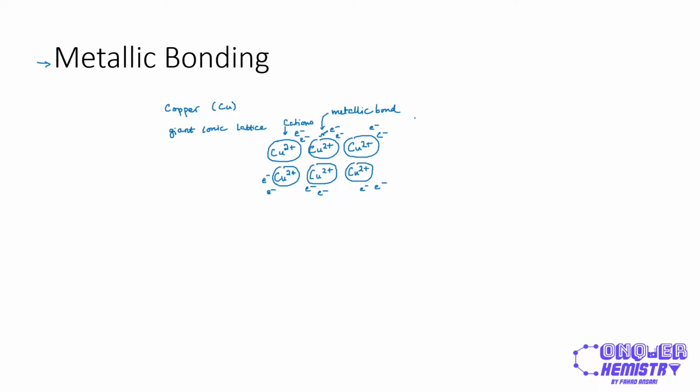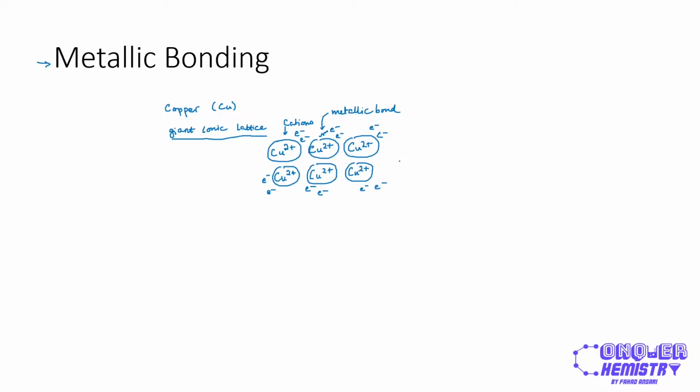And this attraction is so strong between these oppositely charged species, the positive ion and the electron, that the repulsion between the cations in the giant ionic lattice is basically overcome, and there is still some attraction left over to form strong metallic bonds. That's why metals tend to be very strong, generally speaking, right?